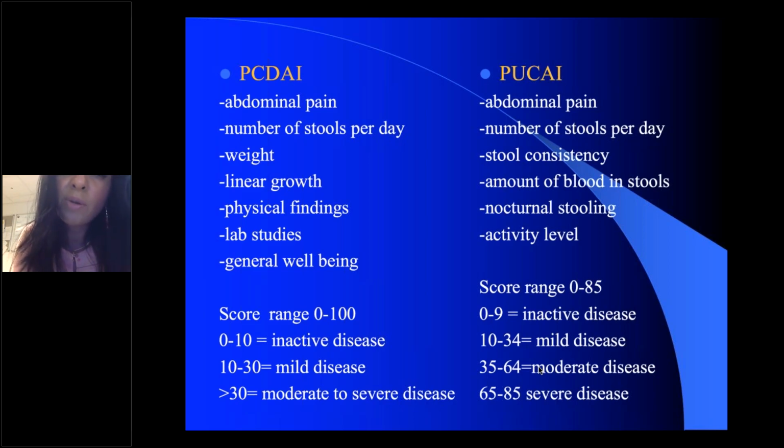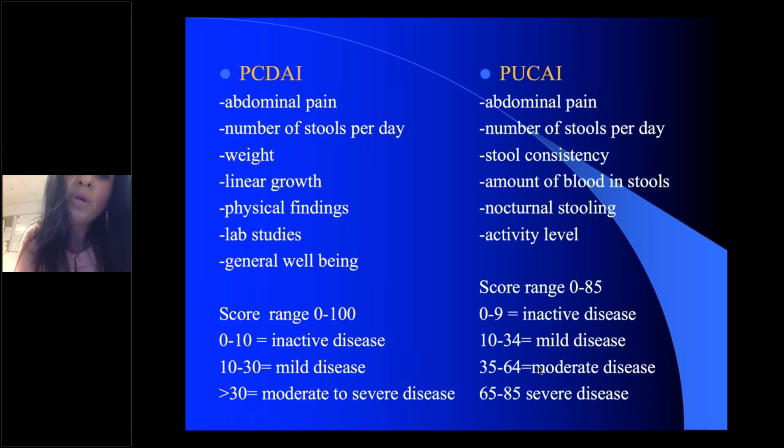So how much abdominal pain the child is having, the number of stools per day, the consistency of the stools, whether they have blood in the stools, whether they're waking at night to open their bowel, or have the feeling that they want to open their bowel but when they go to the toilet, there's not much that comes out, and also their general well-being and activity level.